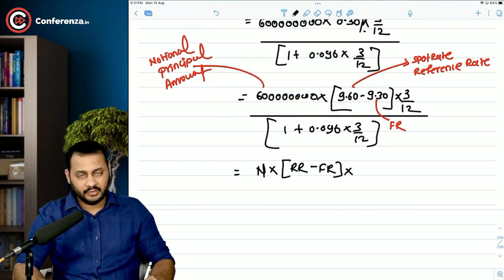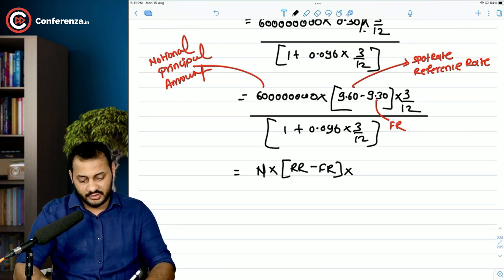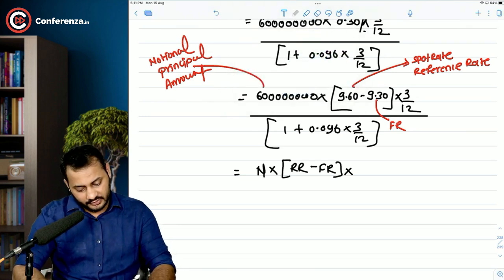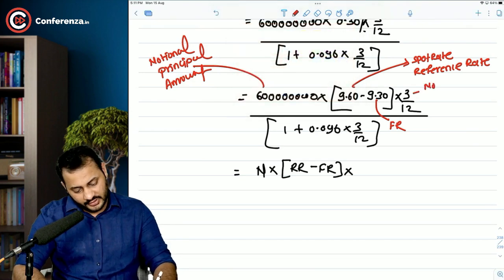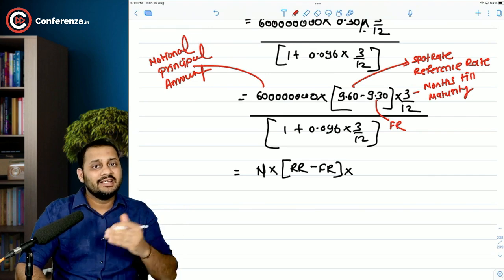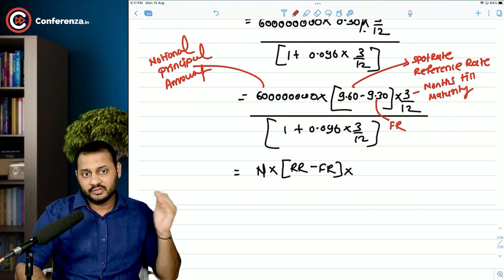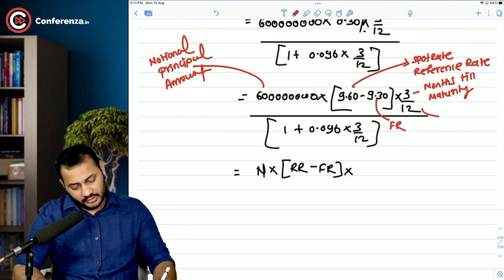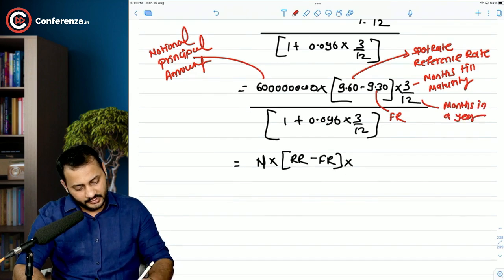Multiplied by 3, which is the months till maturity. Can I say it as how many months? Months till maturity or expiry, maturity of the loan. If it is given in days, it will be days till maturity, DTM. This will be MTM. And this is months in a year, right? This is again the reference rate. This is again months in a year and months till maturity.